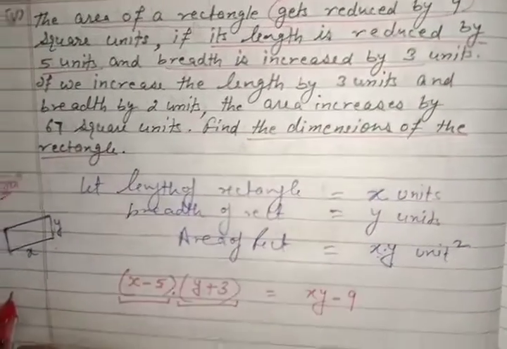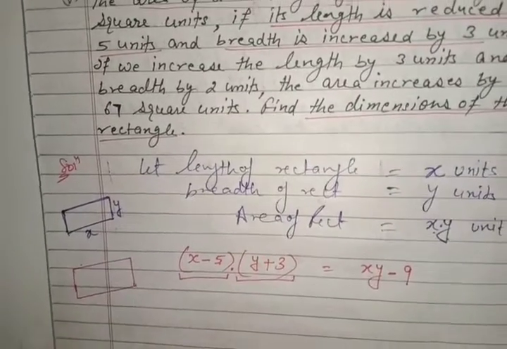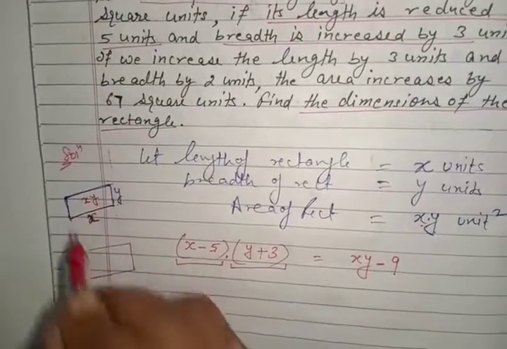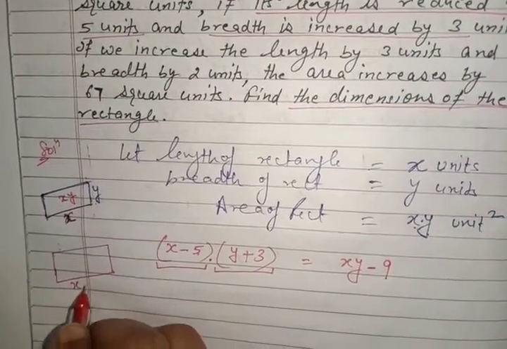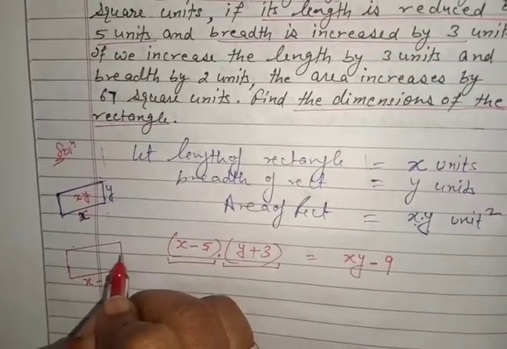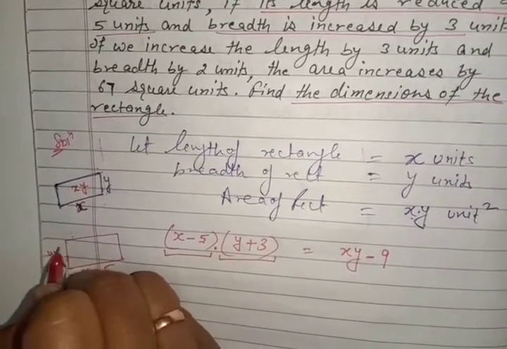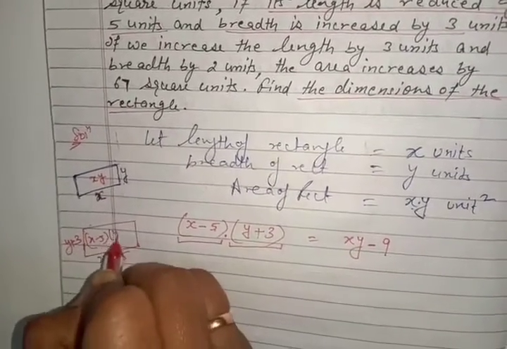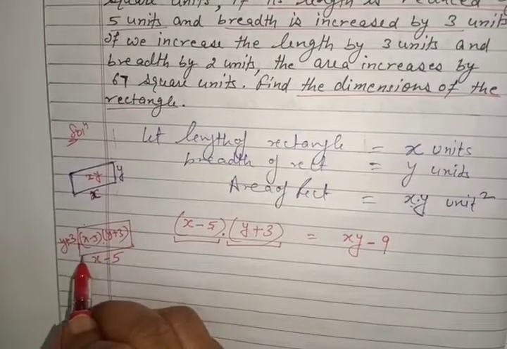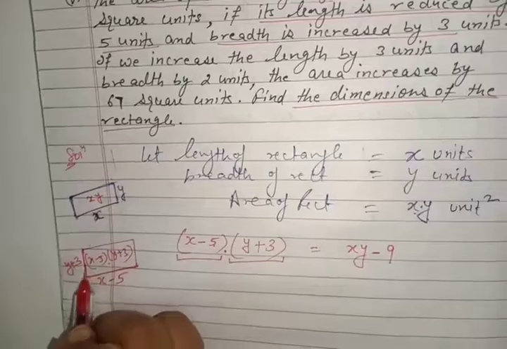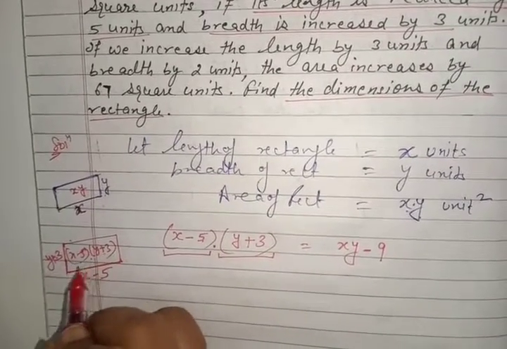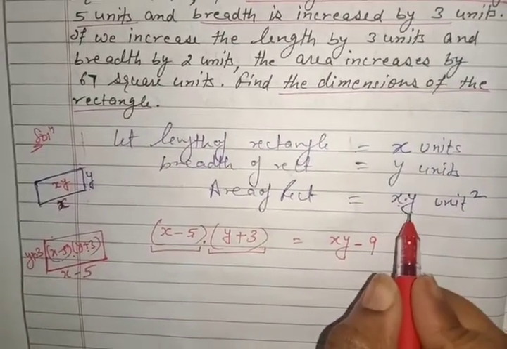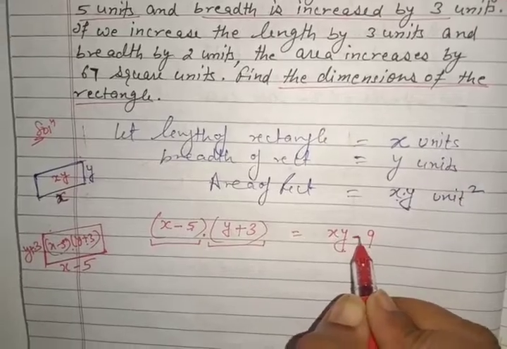By drawing the figure I am explaining this, this is the new figure. Earlier, length is x, breadth is y, so area is xy. Now length is reduced by 5, it will be x minus 5, and breadth is increased by 3, it will become y plus 3. So the new area will be x minus 5 times y plus 3, because the length of this new rectangle is this and the breadth is this. Multiplying length and breadth we get the area. Area gets reduced, area means the previous area, reduced means minus 9.